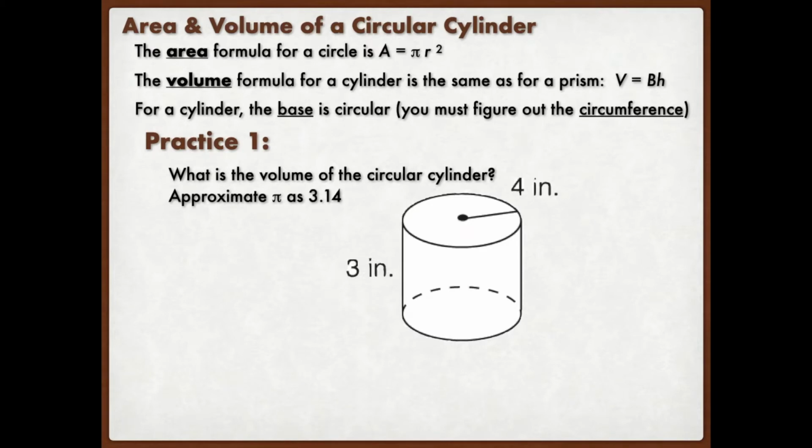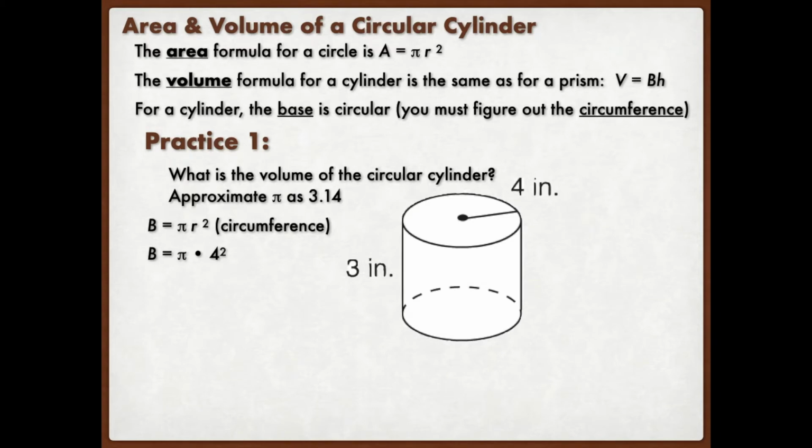So the volume formula for a cylinder, which is like a soda can or a soup can, is the same as for a prism. It's going to be volume equals base times height. And remember, base is referring to width times length. So for a cylinder, the base is circular, so you must figure out the circumference. Okay, here we have our base, which is our circumference.